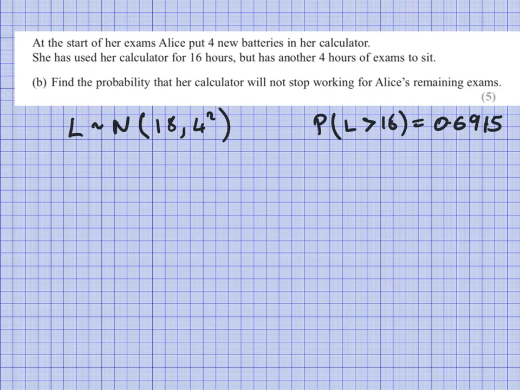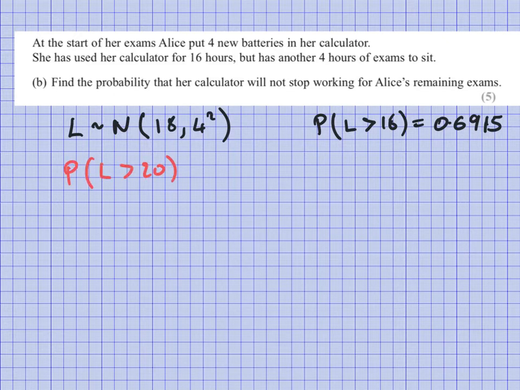Right, and on to part B. At the start of her exam, Alice puts 4 new batteries into her calculator. She has already used her calculator for 16 hours, but has another 4 hours to sit. Find the probability that her calculator will not stop working for the remaining time that Alice is sitting exams. This has a lot of unpacking to do. Firstly, she's already used the calculator for 16 hours and we need to work out the probability that they're going to last for 20. So we need to start by finding the probability that L is greater than 20.